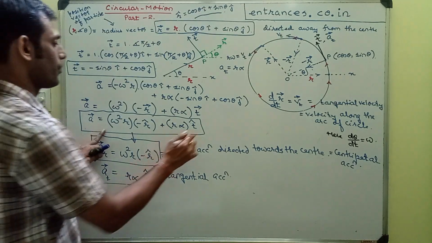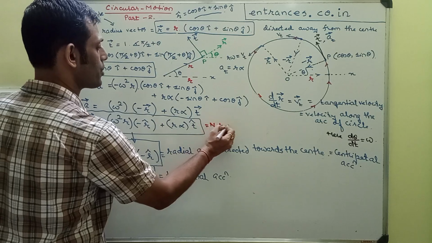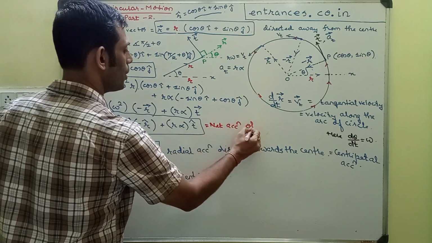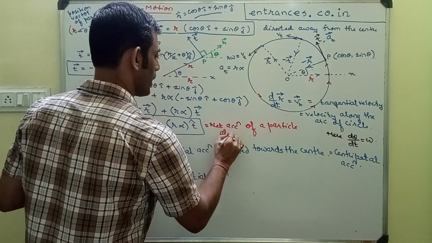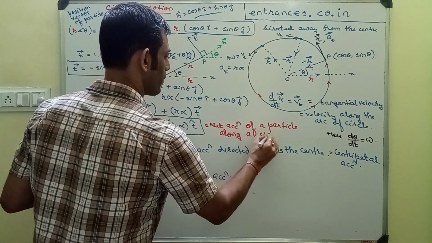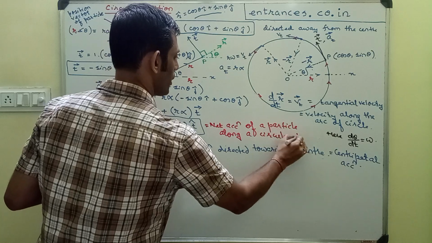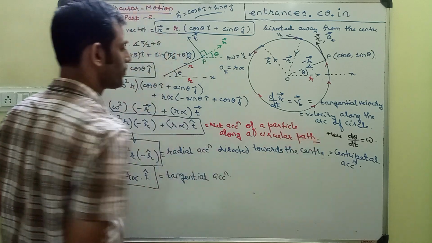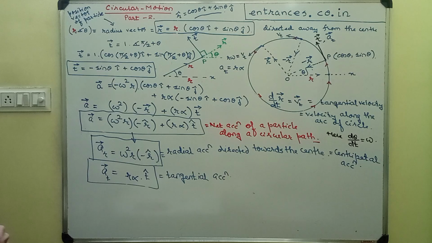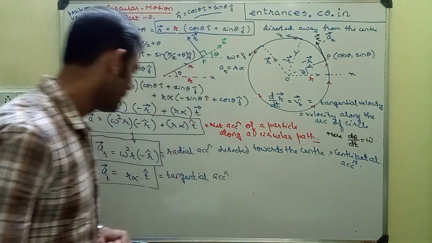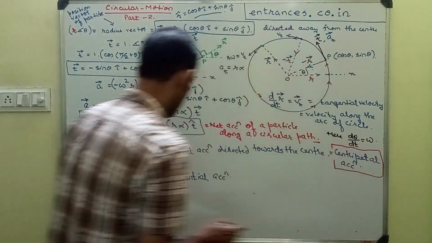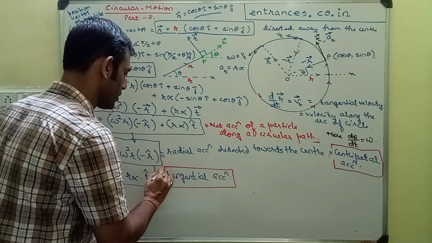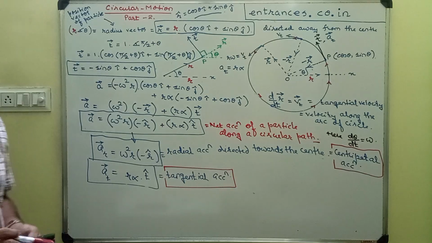So this defines the net acceleration of a particle along a circular path. Net acceleration of a particle along a circular path is given by this centripetal acceleration as one part of it, and the tangential acceleration as the other part of it.